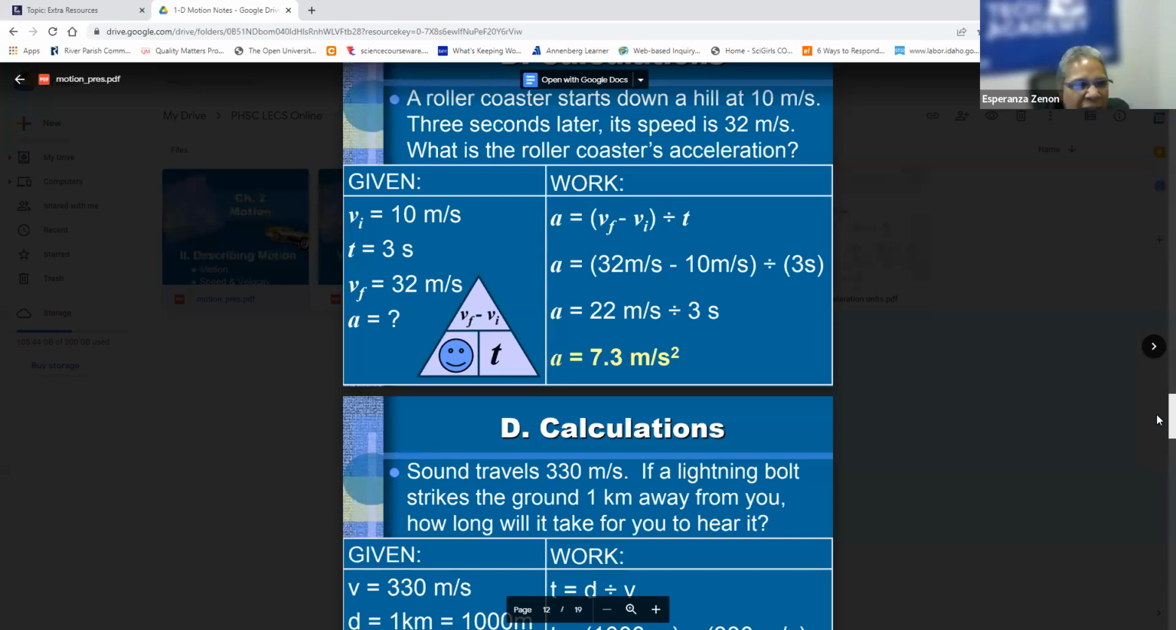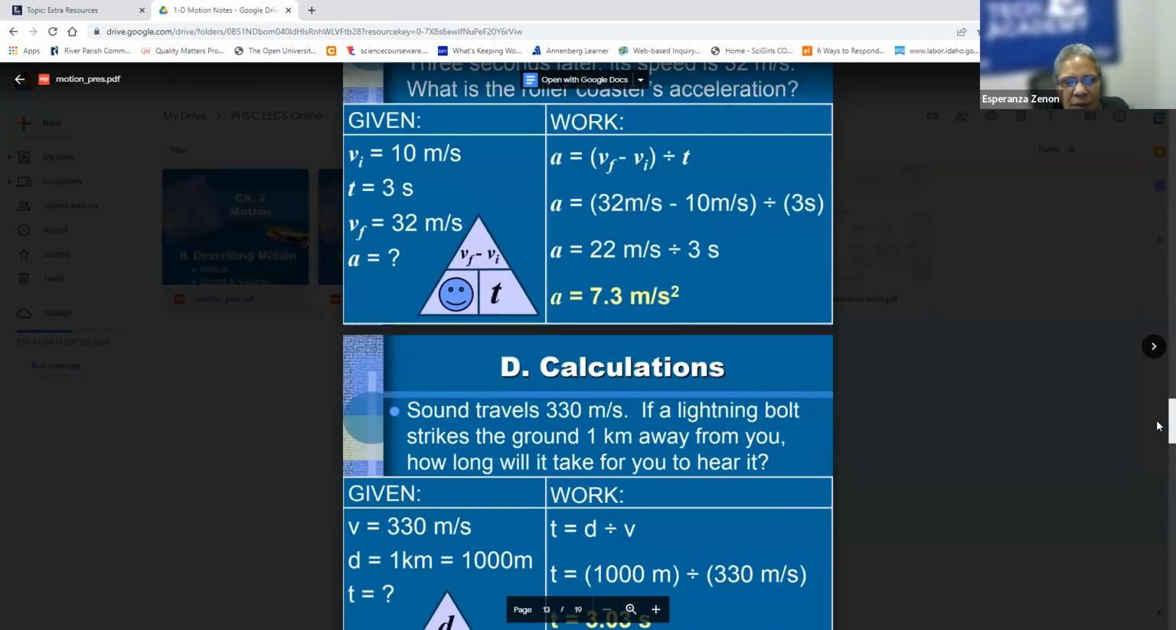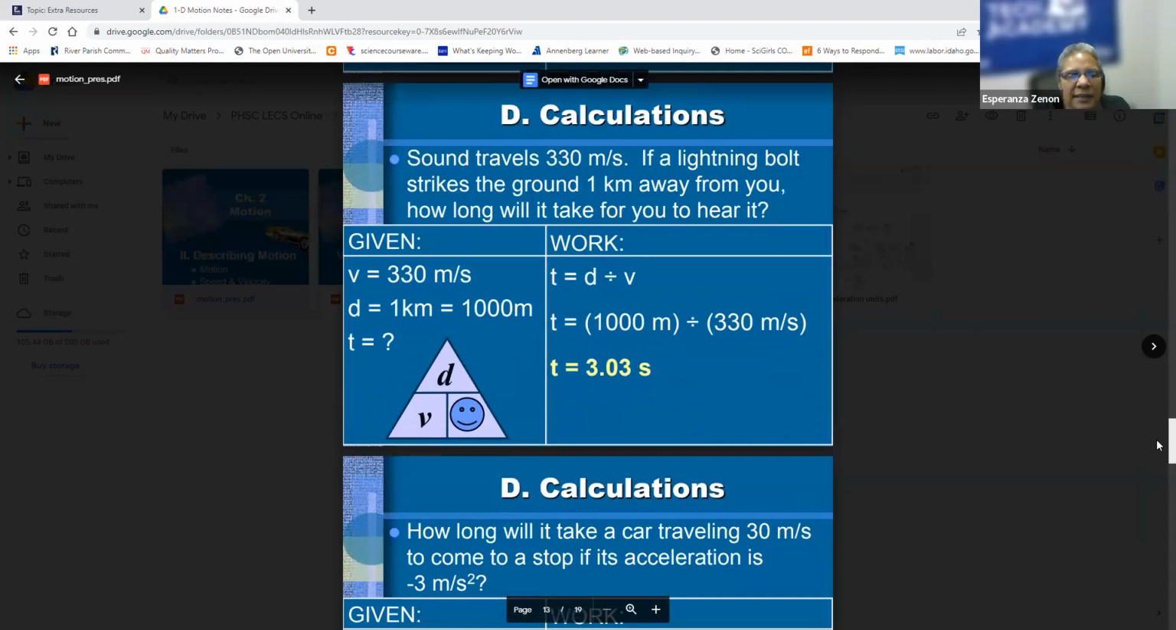Or we need to find it. Okay. Let's look at another example of using our distance, speed, and time pyramid. It says sound travels 330 meters per second. If a lightning bolt strikes the ground 1 kilometer away from you, how long will it take for you to hear it?